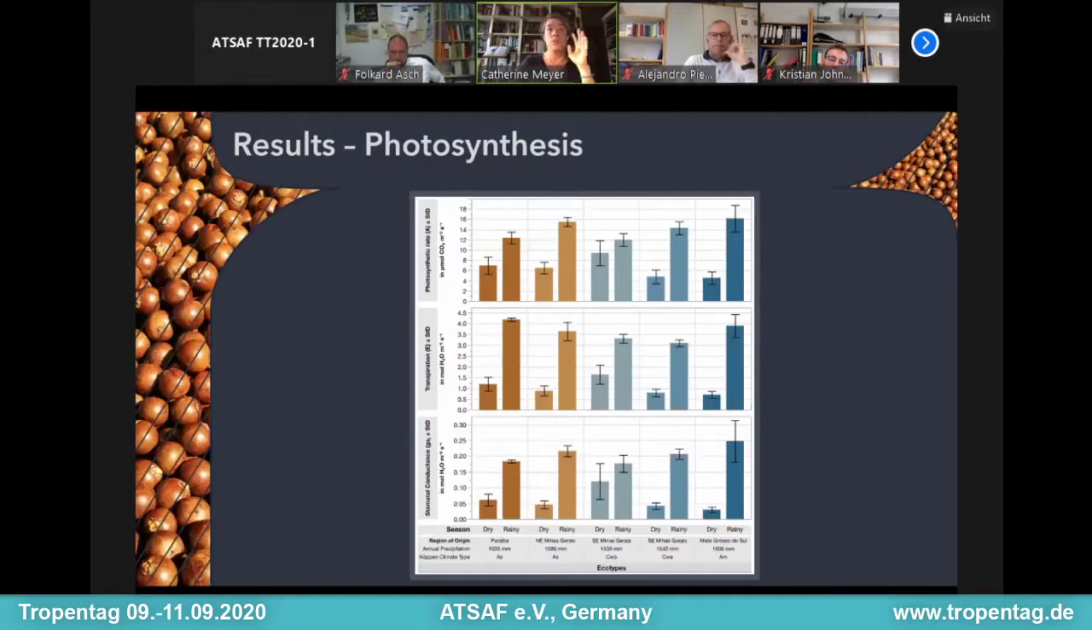Next up are the photosynthetic parameters: photosynthetic rate on top, then transpiration and stomatal conductance at the bottom. And also here we see a depression in the dry season. So the ecotypes coming from drier regions are less affected than the ecotypes coming from humid regions, with the exception of this ecotype here, but we will come back to this in the discussion later on.